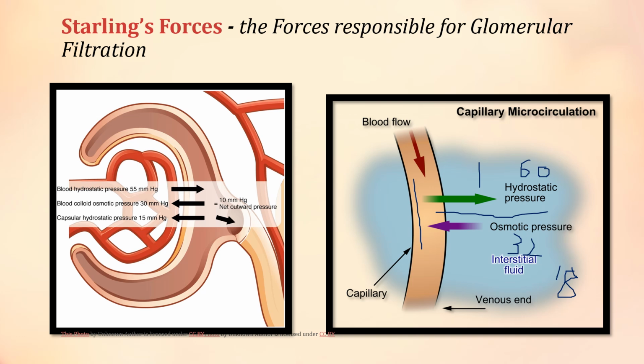10 millimeters of mercury. Net filtering pressure is 10 millimeters of mercury, and the filtration coefficient, that is the permeability and surface area of the glomerular capillaries, is 12.5 ml per minute per millimeter of mercury, so it is 125 ml per minute. GFR is 125 ml per minute or 180 liters per day. We'll describe these forces one by one.